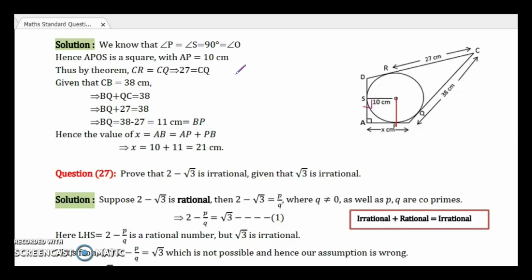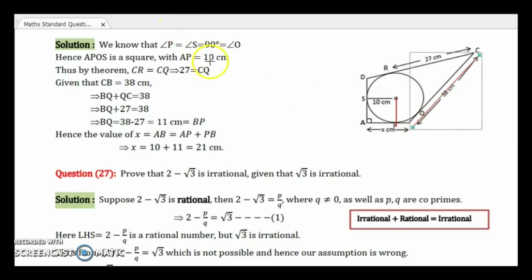Therefore, by theorem also we know that CR is equal to CQ. That is, the value of CR is equal to CQ, but CR is given to be 27 centimeter. That means ultimately CQ is also going to be 27 centimeters, right? Now, what is CB given in the problem? The CB given, it is 38 centimeter.